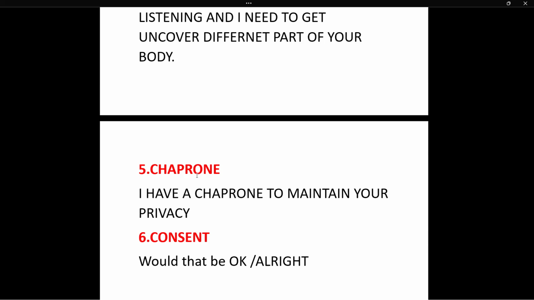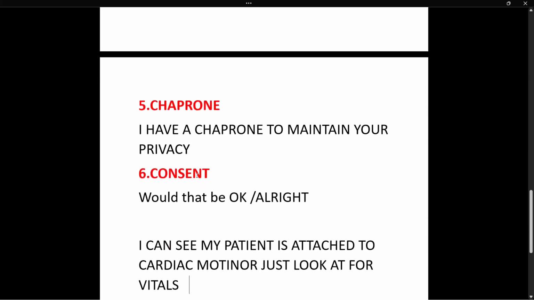And the last point is consent. Okay, after telling the patient everything about the examination, the A to E assessment, about uncovering different parts of the body, you will have to take consent before proceeding, before touching the patient. Okay, at the end you will have to say, would that be okay? Should I start the examination? Should I start now? Would that be all right? You can use anything that suits you.